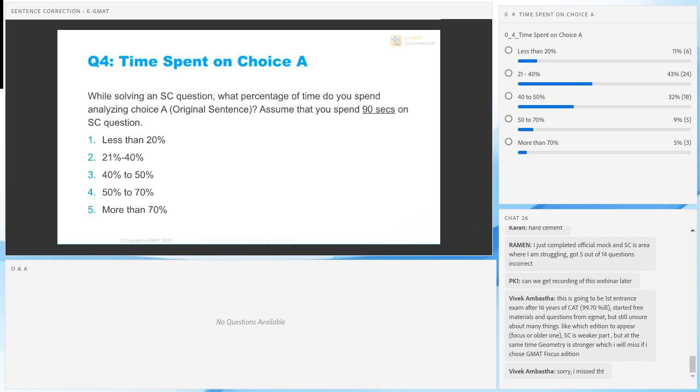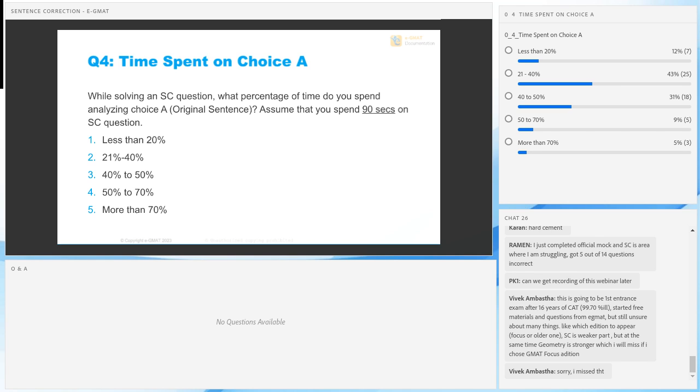And that is evident from the fact that the majority of us are spending less than 50% of the time on the original sentence. The moment you switch that, and that switch can definitely happen as we solve the first two, three questions here, right? The moment you switch that, you will start to see massive improvement.